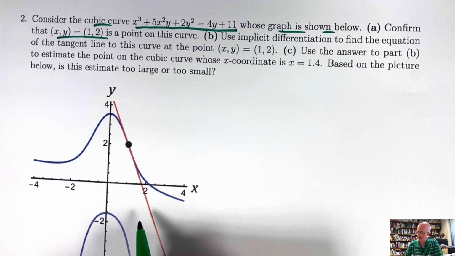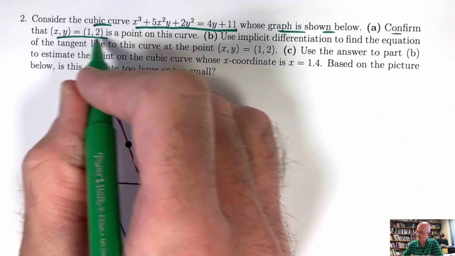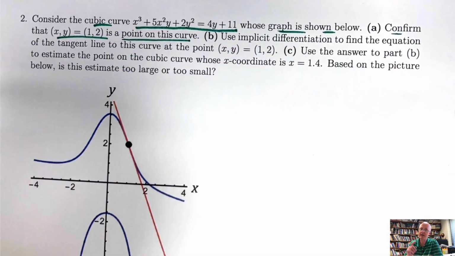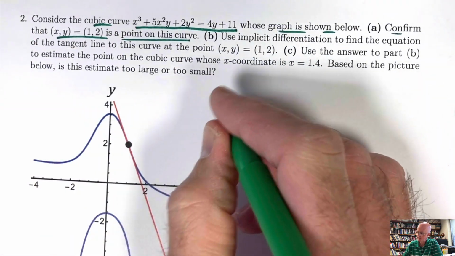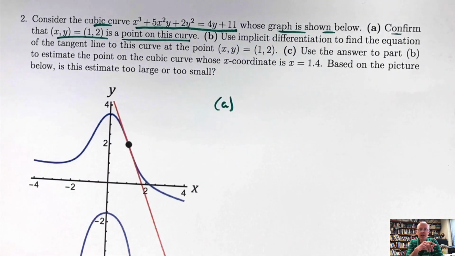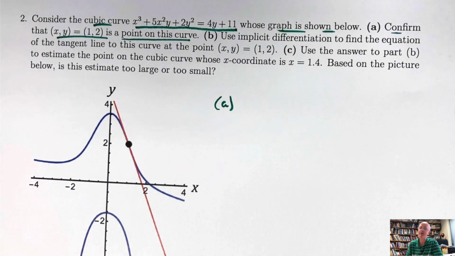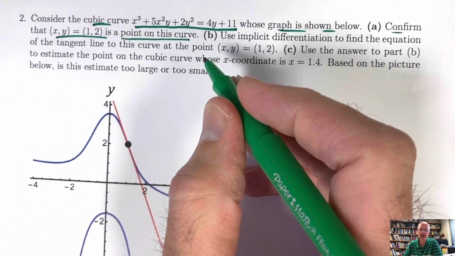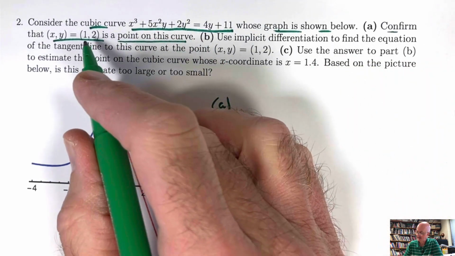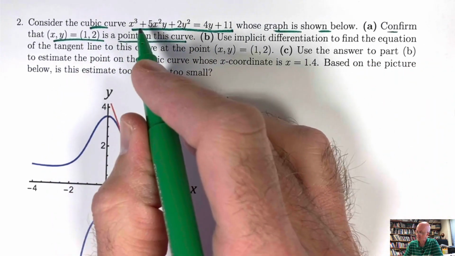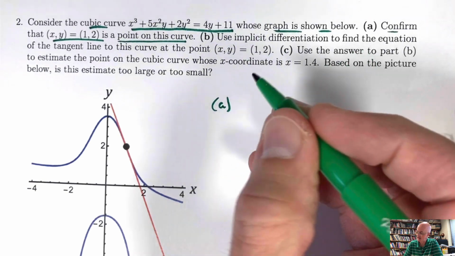All right, so let's go ahead and in part A, first of all, confirm that this is a point on the curve. That really is important to do. You could use implicit differentiation and try to solve for the derivative and plug in a point, but it could be nonsense because that point might not be on the curve. To really truly use this accurately, we want to first make sure the point is on the curve. How do you verify that? It's just algebra. Plug in x equals 1 and y equals 2 into both sides of this equation and see if you get the same thing.